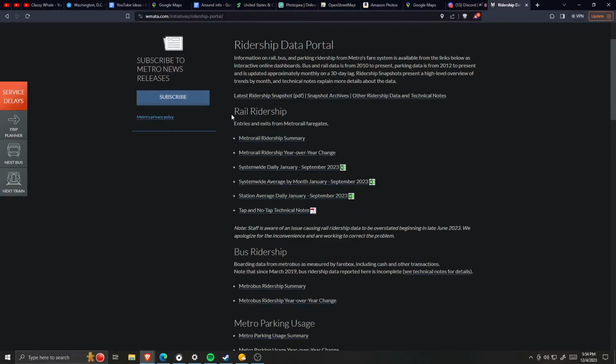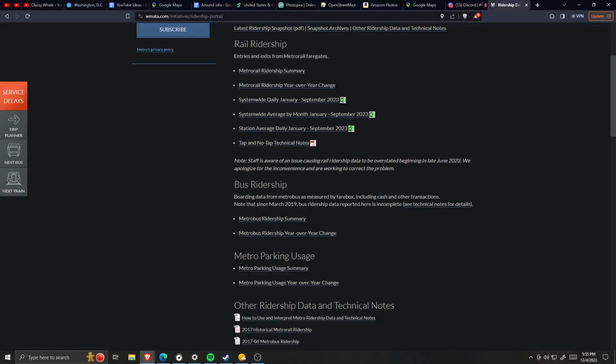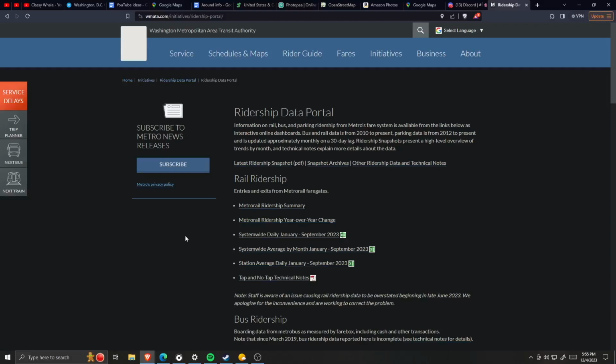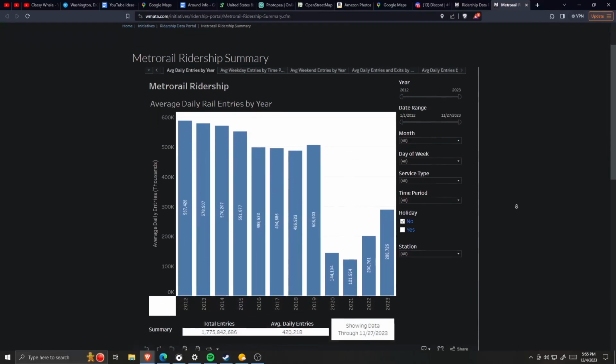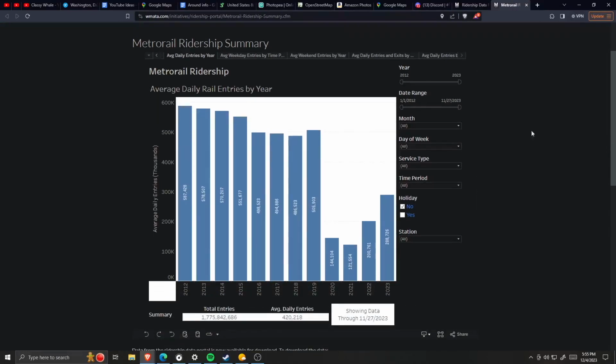So we have Rail, which is the Metro. We have Bus, which is self-explanatory, and we have Metro Parking as well, because you can pay to park at the Metro stations. So let's look at Metro Rail Ridership Summary. This is the one I look at the most often because it's the one I personally think is the most interesting. So you'll see a lot of information here. With this tool, you can find a ton of different types of information, but there's one key type that you can't, and I will talk about that later.